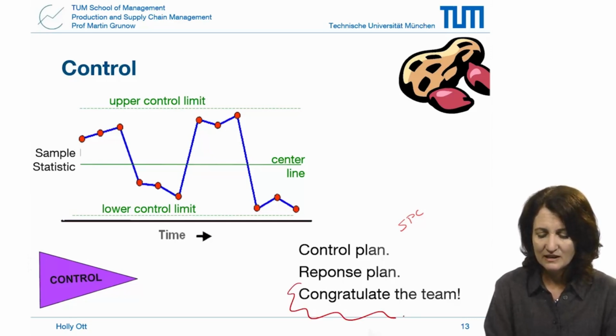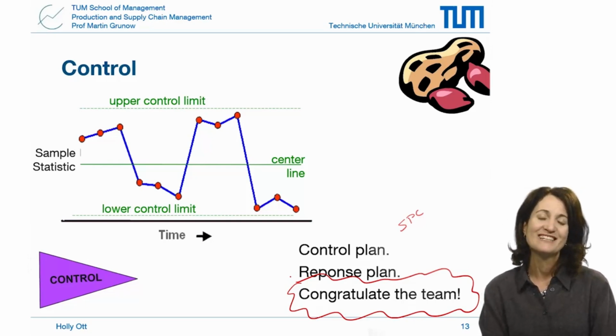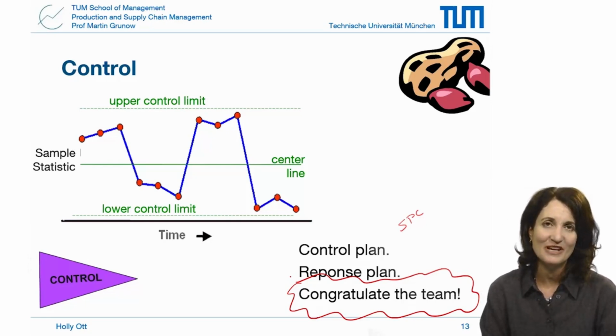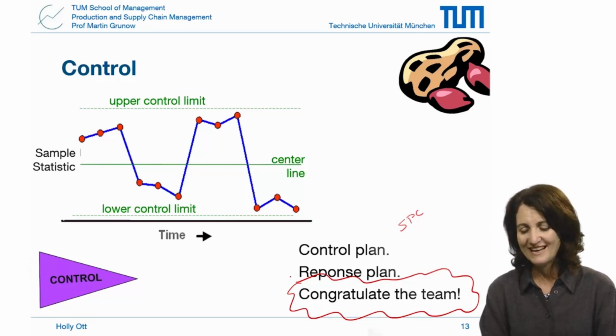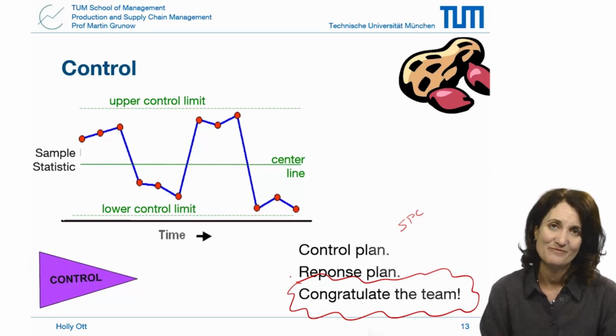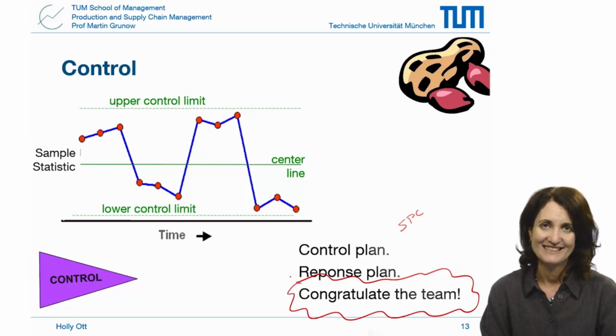And then finally, congratulate your team. So maybe it's you. You've reduced your moisture content. You know that you have no more problem with soggy peanuts. So you give yourself a pat on the back and look to the next project that you can work on to improve your process again.